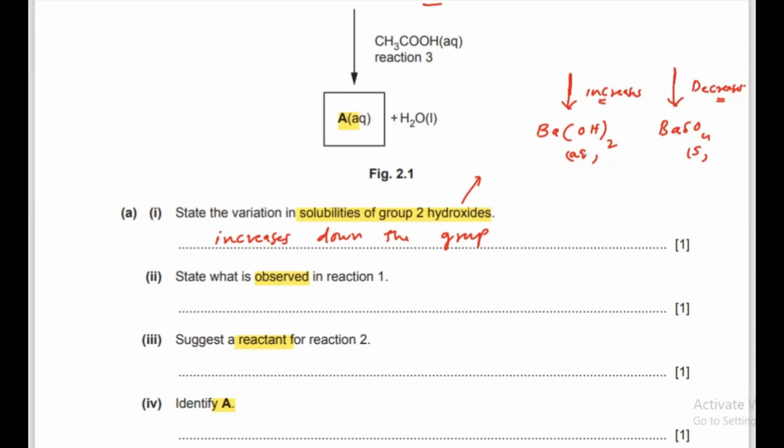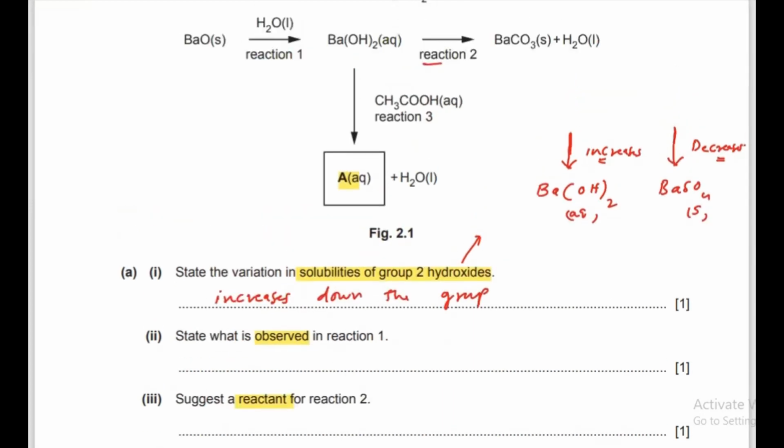State what is observed in reaction 1. So just think about reaction 1. In reaction 1, we are dissolving the solid barium oxide in water. As we are getting the alkali, that's why barium oxide dissolves or disappears. So this white solid disappears.